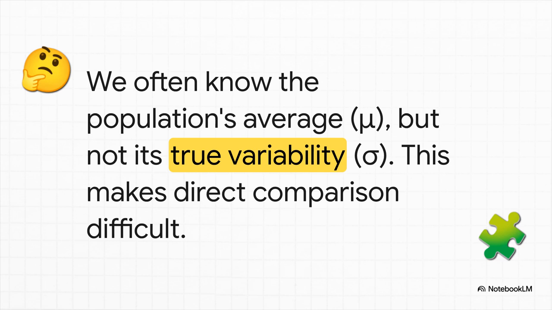We might know the population's average score, you'll see it represented by the Greek letter mu, but its true standard deviation, or sigma, that's almost always a mystery. And just as a quick refresher, standard deviation is just a fancy way of saying how spread out the scores are. Without knowing that spread, we have no way to be sure if our sample is genuinely different or if it's just a random fluke.